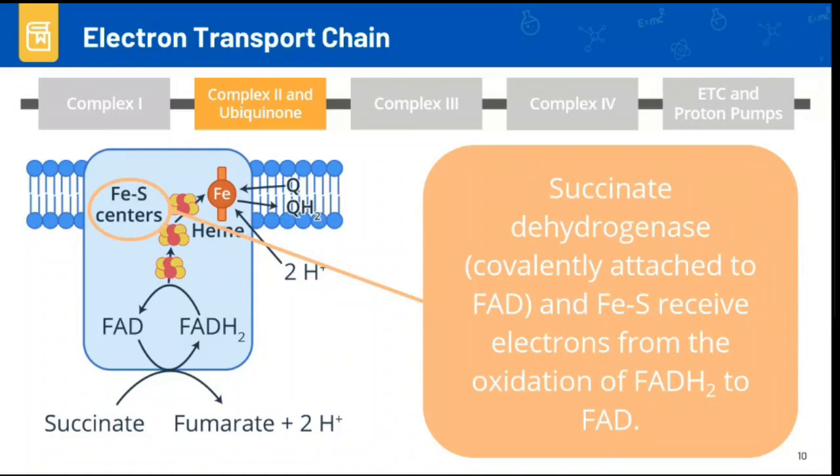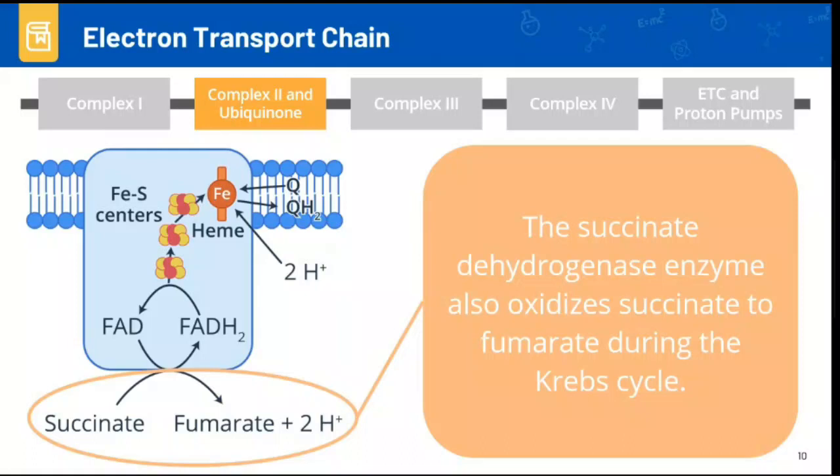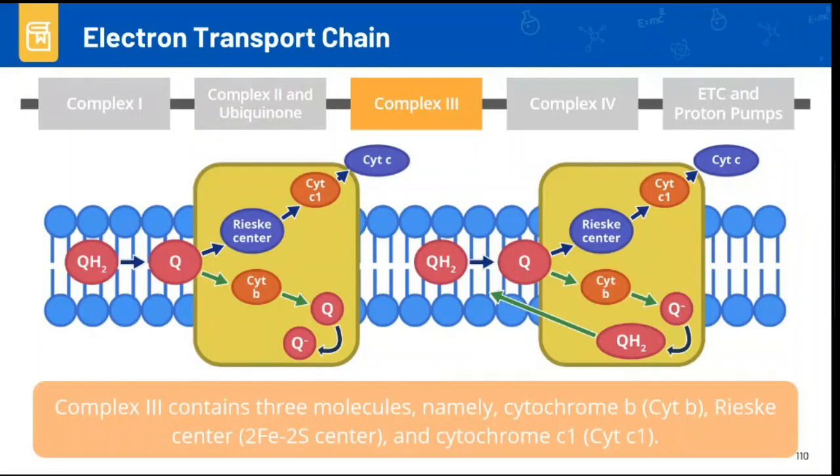Now, after that, you will now have your complex 3. What is all about this complex 3? For your complex 3, the electrons from the FeS proteins in your complex 1 and 2, which are carried by the mobile carrier ubiquinol or your QH2, are transferred to your complex 3. This complex contains three molecules, namely your cytochrome B or CYTB, Rieske center or your 2Fe-2S center, and the cytochrome C1 or CYT1.